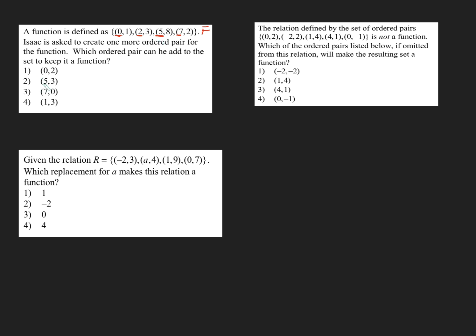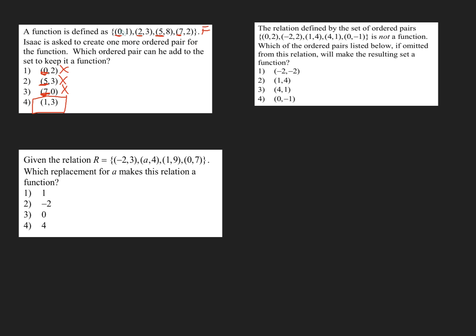So let's look at our x values. The first one has a 0. We can't use that. If we use this, this would make our relation not a function. We need to keep it a function. Okay, here's my x value 5. Do we have a 5 in our original relation? Yes, can't use that. Okay, here, this has a 7. Do we already have a 7? Yes, we can't use that. So our only alternative is (4, 1, 3)... we can use this ordered pair and this would keep it a function.